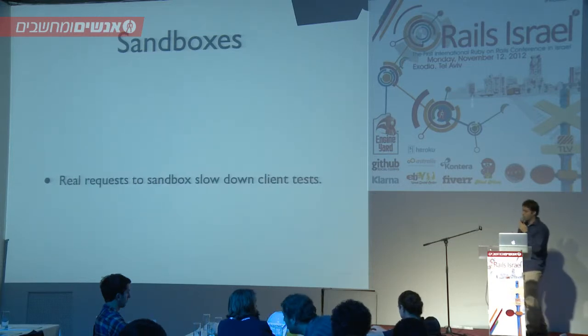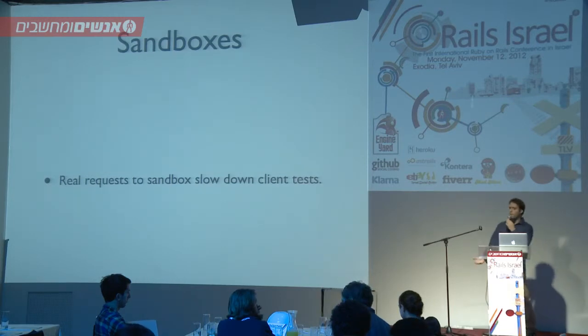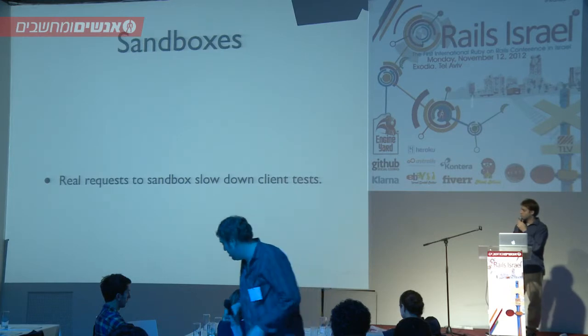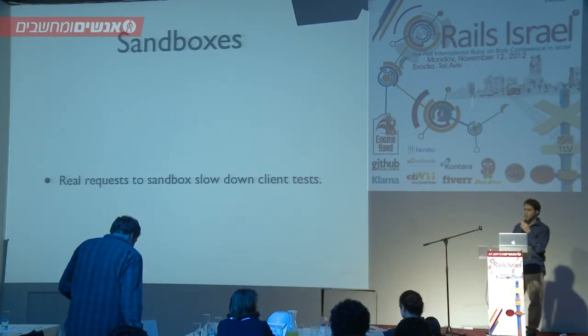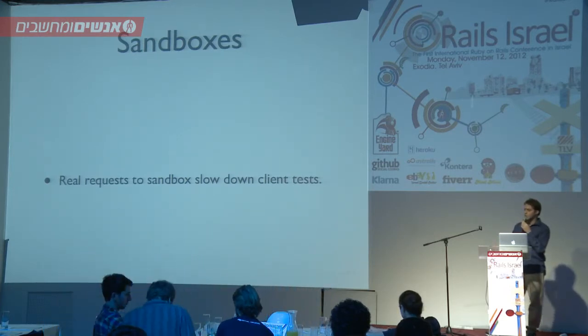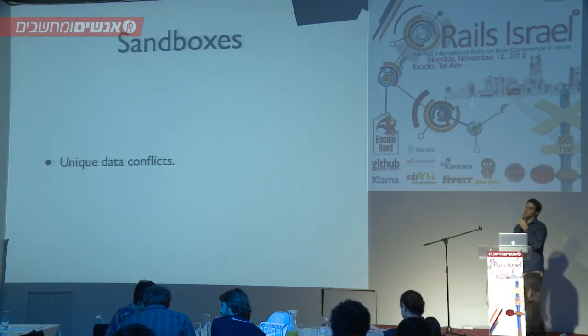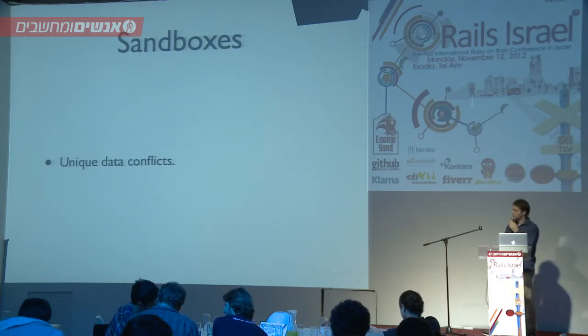I think most importantly, we're making real requests, right? We're not mocking out because we want full integration between the two. And so the real requests of the sandbox slow down the client tests. So the whole point of testing is we want really quick iterations and we don't get it because we make real requests.